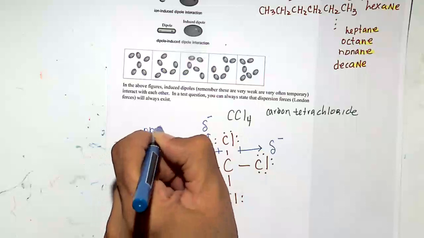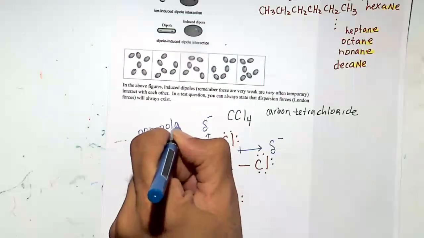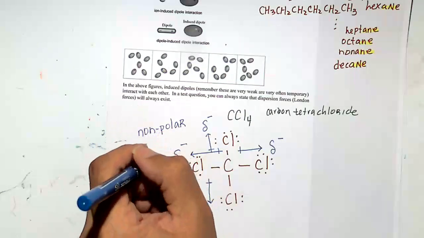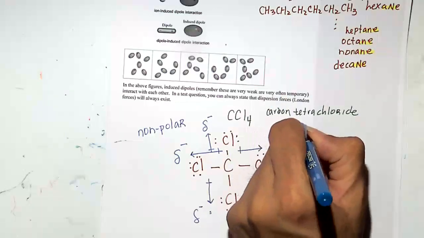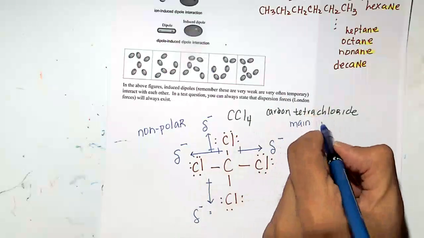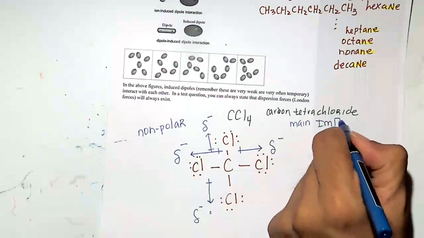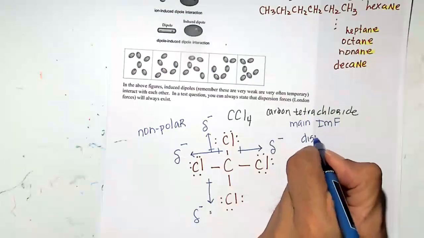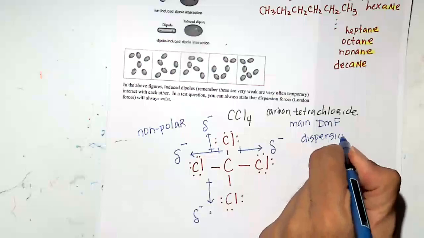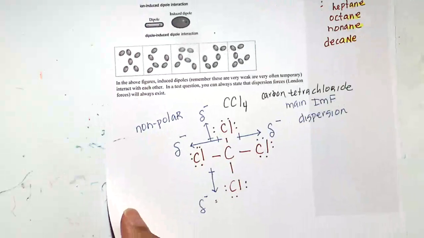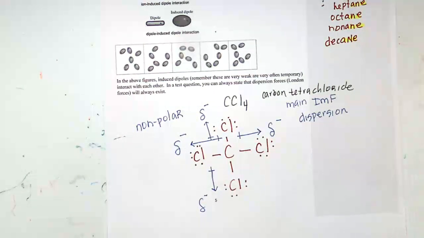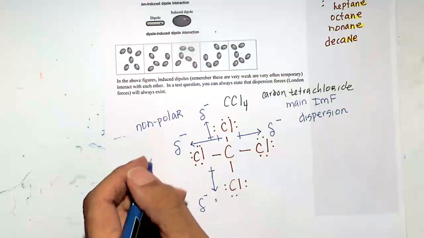this is still nonpolar. And if it's still nonpolar, what is the main IMF for this? The main IMF is dispersion because it's nonpolar. So with non-polar stuff, the main thing we have to look at for the IMF is just dispersion. Okay, if it's nonpolar, then dispersion.